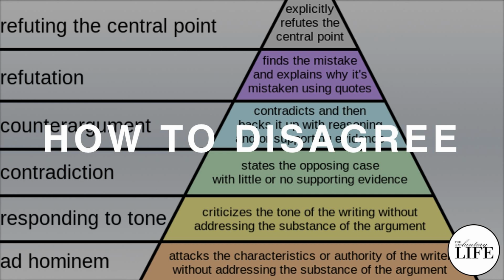If his lack of authority caused him to make mistakes, point those out. And if it didn't, it's not a problem. Disagreement hierarchy 2, responding to tone. The next level up, we start to see responses to the writing rather than the writer.